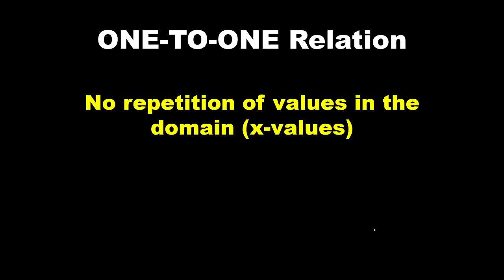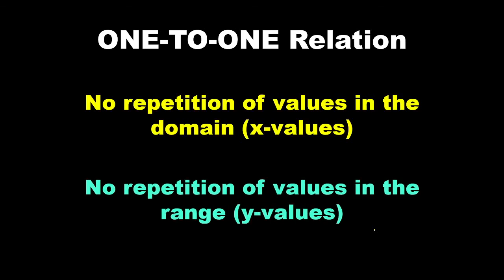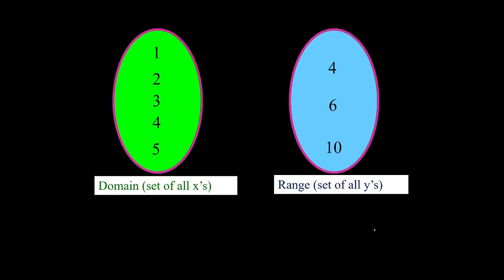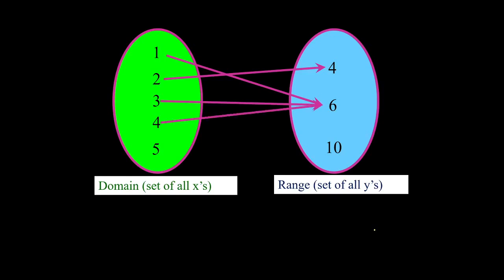This is our first relation. So take note, we have the one-to-one relation, no repetition of x values, and no repetition of y values. Let's go to the second kind of relation. Look at what I'm gonna do now. I will be mapping 1 to 6, 2 to 4, 3 to 6, 4 to 6, 5 to 10.